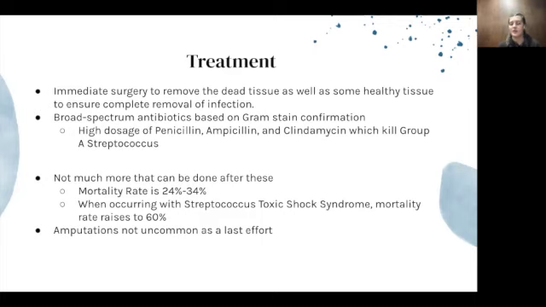Not much more can be done after these though, but they are pretty successful. The mortality rate is 24 to 34%. But when necrotizing fasciitis is occurring with Streptococcus toxic shock syndrome, mortality rates rise to 60%. Amputations are not uncommon as a last-ditch effort to save the person's life and get rid of that diseased tissue.